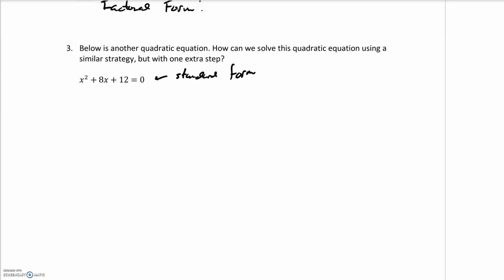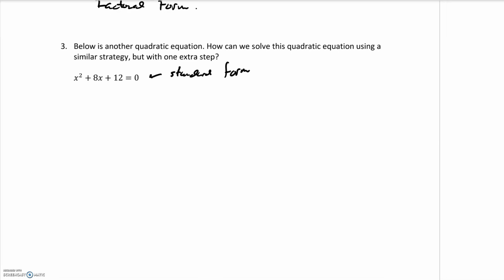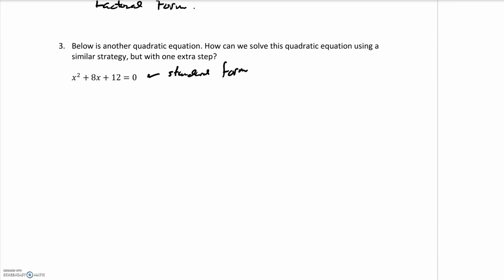So let's take a look at this equation. I have x squared plus 8x plus 12. Remember, I'm looking for two numbers that multiply to 12 and they add to positive 8. Okay, they multiply to positive 12, add to positive 8.